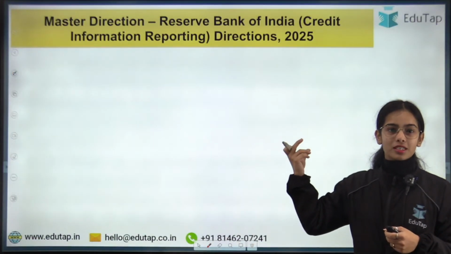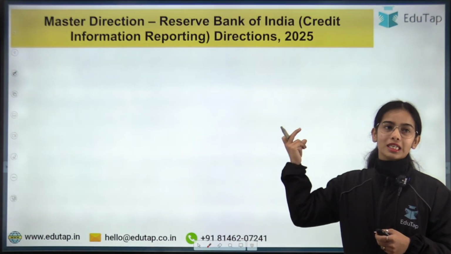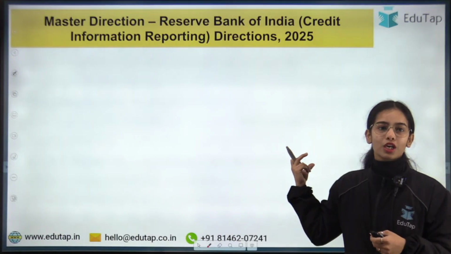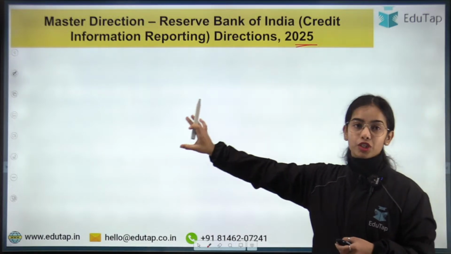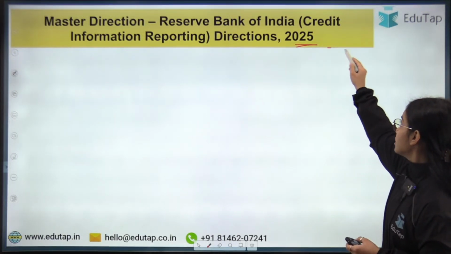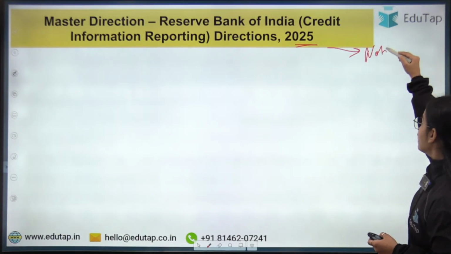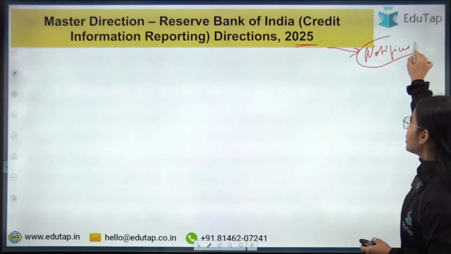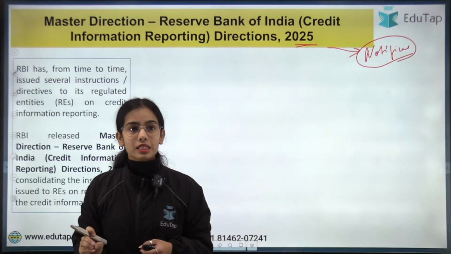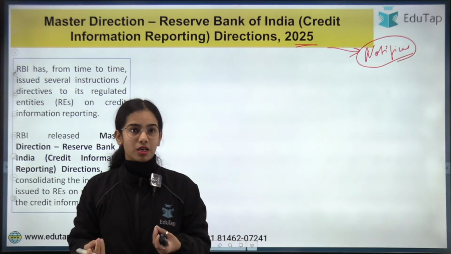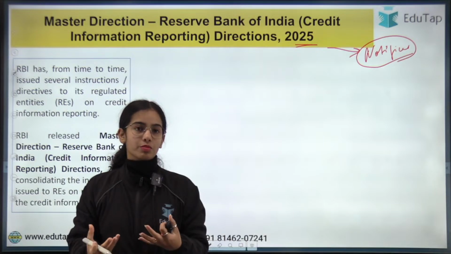Now starting with the master direction of the Reserve Bank of India on the Credit Information Reporting Directions 2025. So these are the new directions. Whenever a new master direction is released, it is mentioned in the notification section of the Reserve Bank of India, and the new master direction becomes very important. So first of all, we have to discuss why RBI released this master direction, and what is the requirement of this master direction.